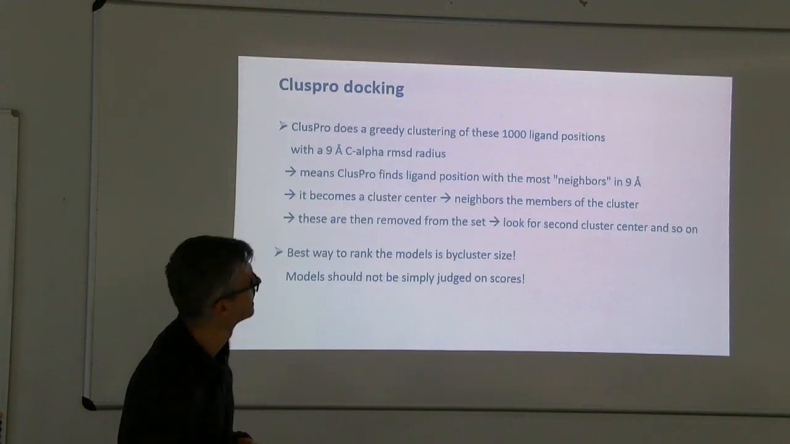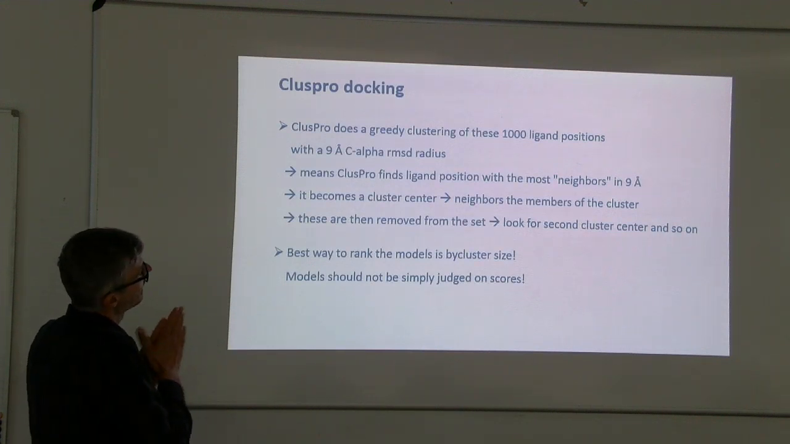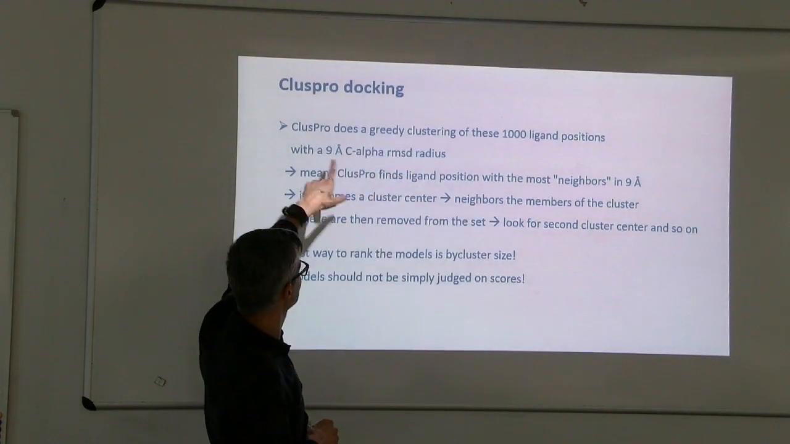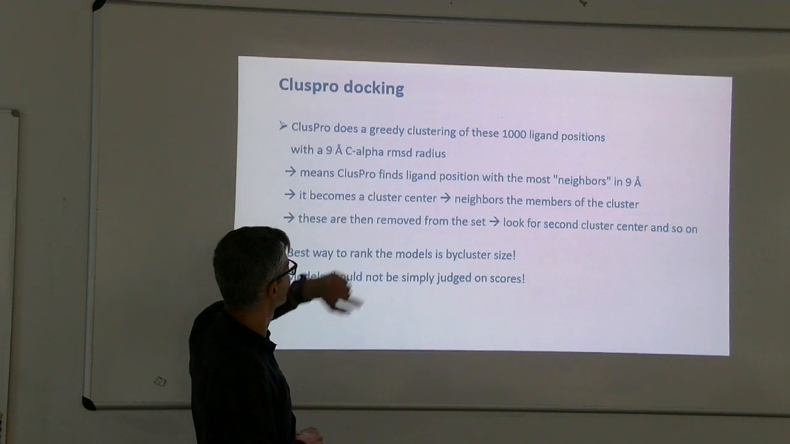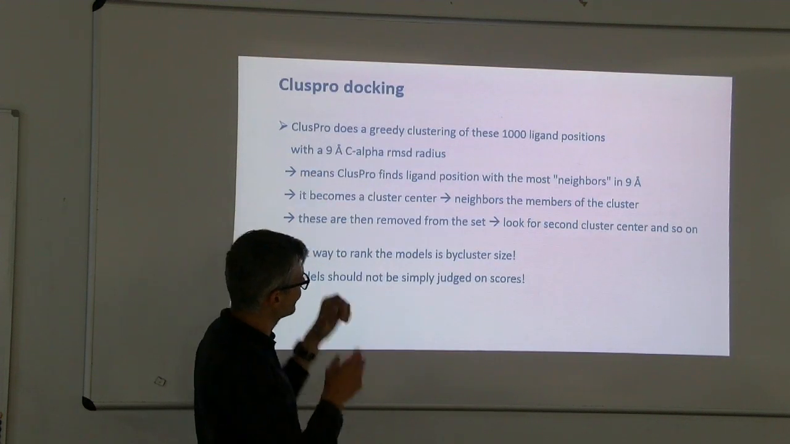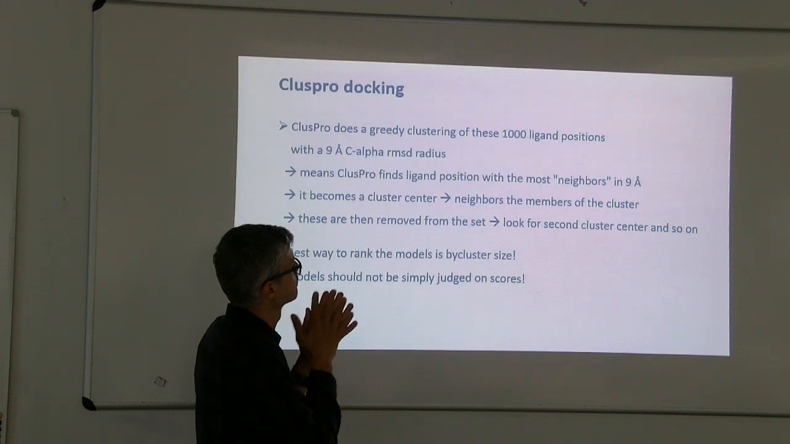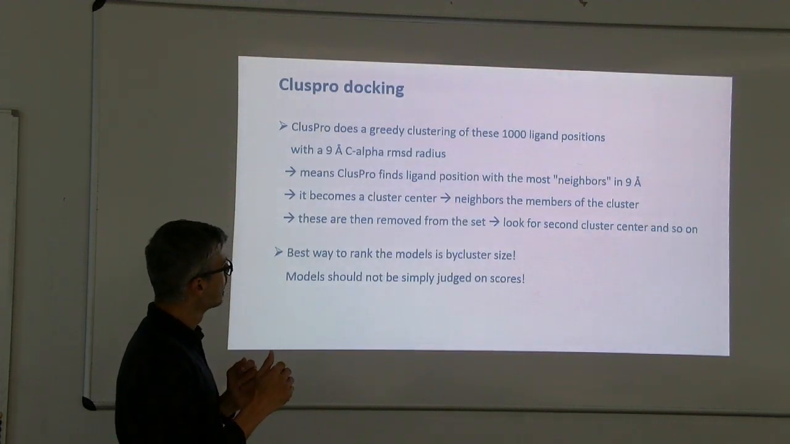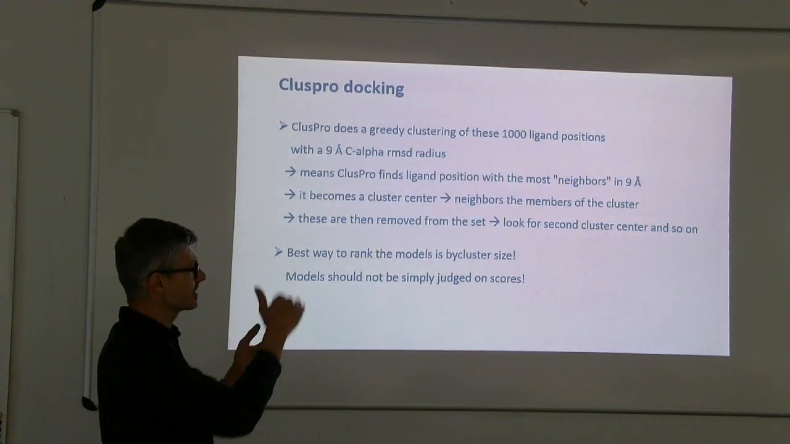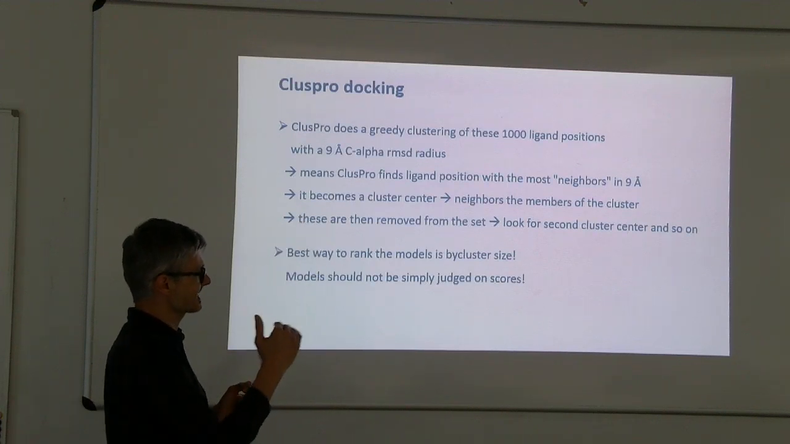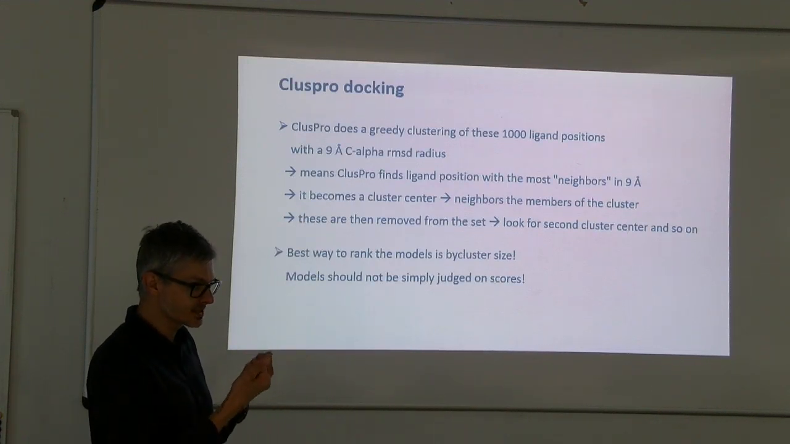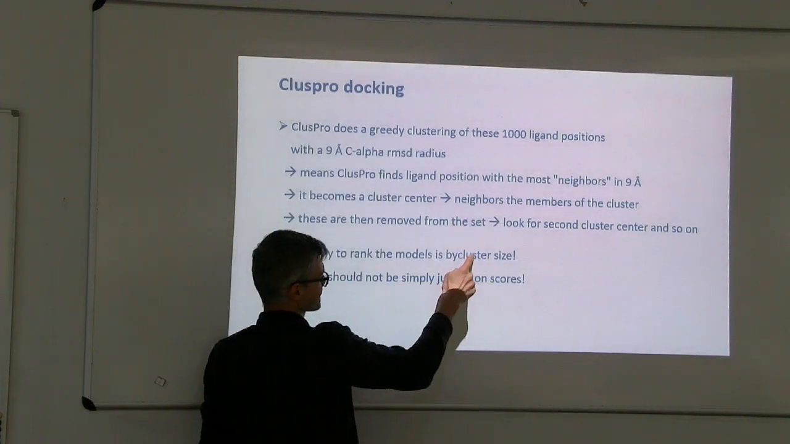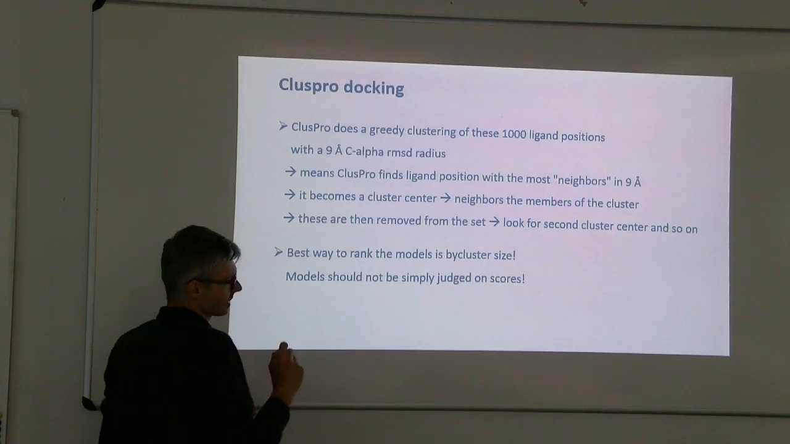That's the first step. The next step is it does a clustering based on the distance root mean square deviation, radius 9 angstrom, of the alpha carbon atoms, and it tries to find if they are at the same location. That's how it identifies what we call a cluster center. And then you get a result: of the 1,000, based on clustering, you get a number of clusters. How do you choose the most likely interaction? You have to look at the cluster size. So not at the score, but at the cluster size.